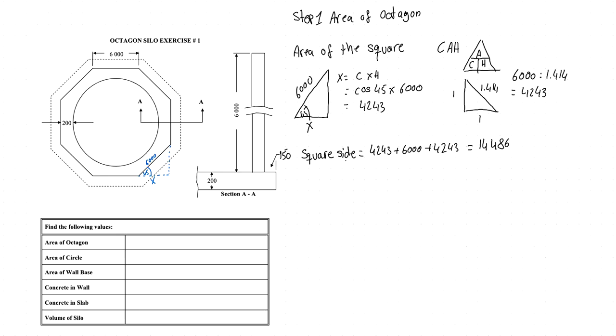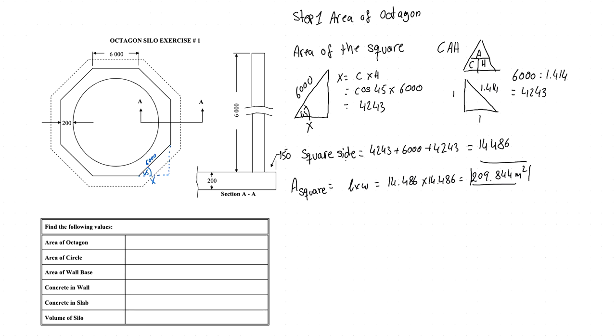So now that we know the length of a side of our square, can we figure out the area of our square? I say yes, we can. Well, area of a square is length times width, right? Or of a rectangle. So we've got 14, and we're going to turn this into meters now. Otherwise, it gets a little bit too complicated. 14.486 times 14.486. And we come out with 209.844 square meters. And that is our first area of the octagon number here.